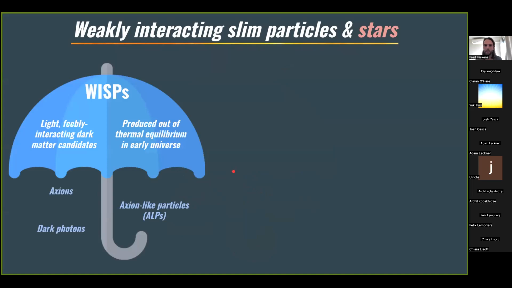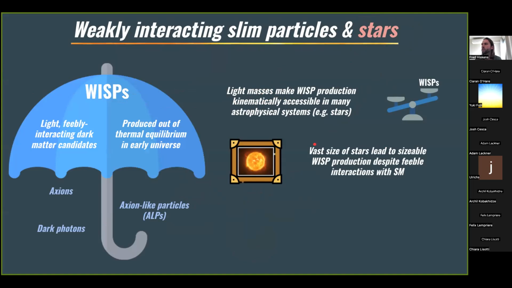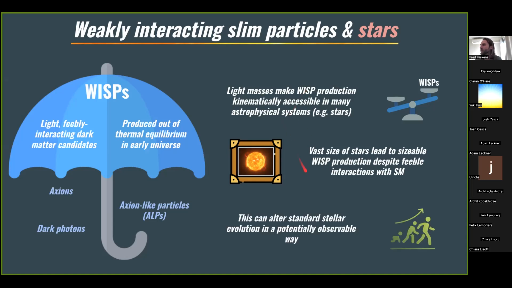And so the other element of my talk is obviously this notion here of stars, and the connection between the two is that the characteristic light masses of WISPs make their production kinematically accessible in many astrophysical systems, including stars. And so just the sheer size of typical stellar systems means that despite only having feeble interaction strength with standard model particles, WISPs can nevertheless be produced in great quantities in stars, and this can alter standard stellar evolution in a potentially observable way. So constraints based on this principle have existed since the 1980s.